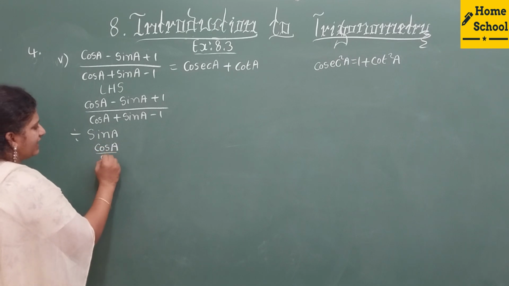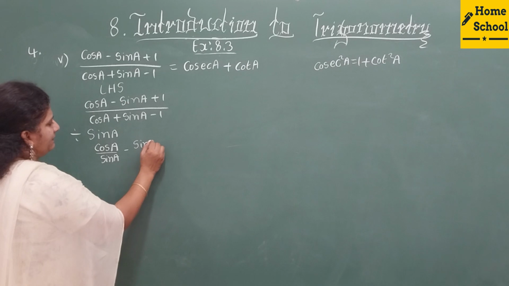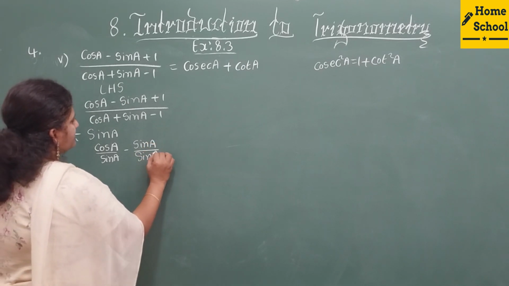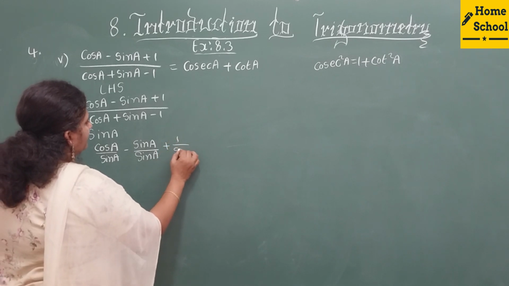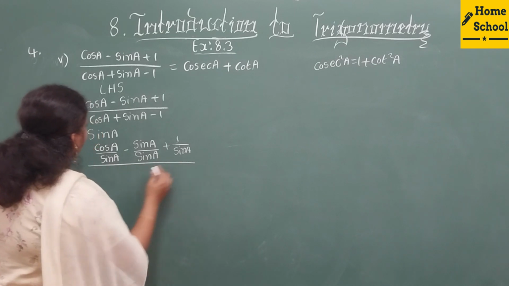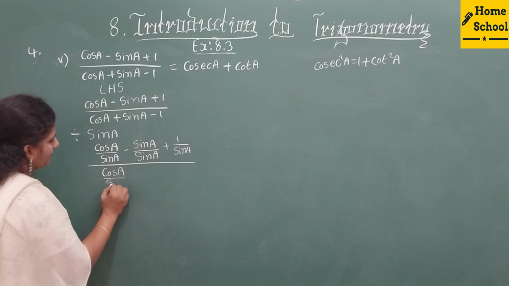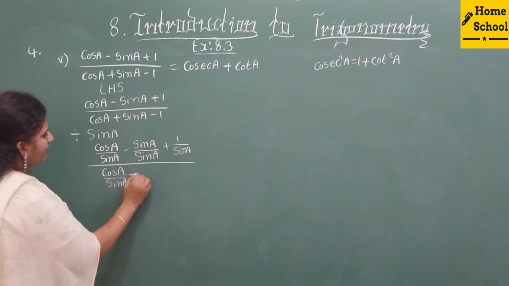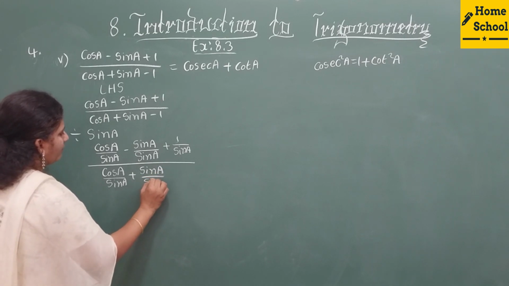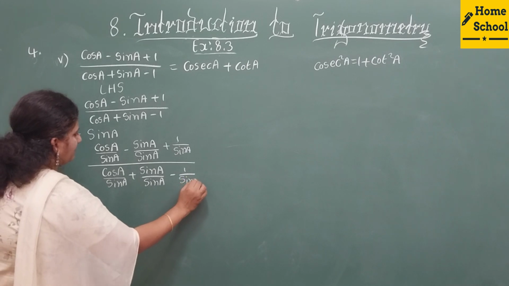Cos A by sin A minus sin A by sin A plus 1 by sin A. This is only for the numerator. Now denominator, cos A by sin A plus sin A by sin A minus 1 by sin A.